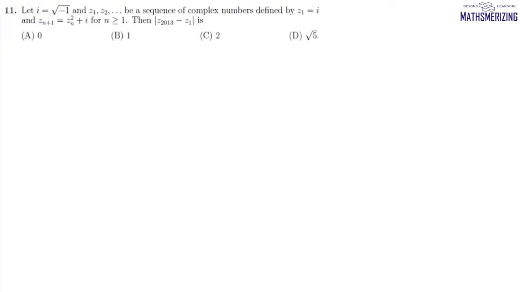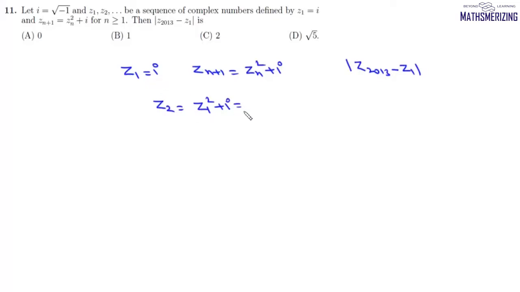Now question number 11: Z1, Z2, Z3 be a sequence of complex numbers defined by Z1 = i and Z(n+1) = Zn² + i. Now we need to find the value of |Z2013 - Z1|. Now if we put n as 1, we'll write Z2, and Z2 will be Z1² + i. Now i² is -1, so it will be simply i - 1. In the same way we can find Z3.